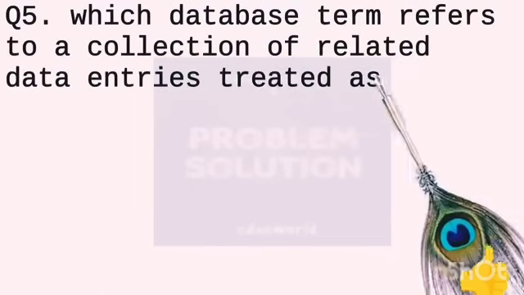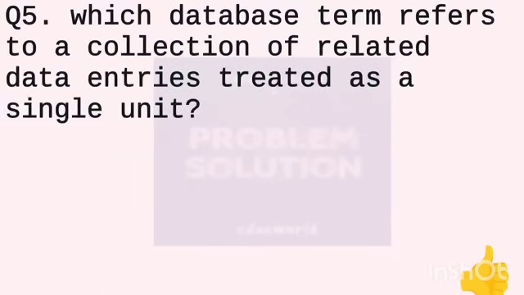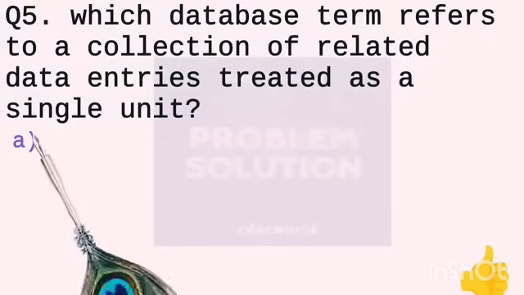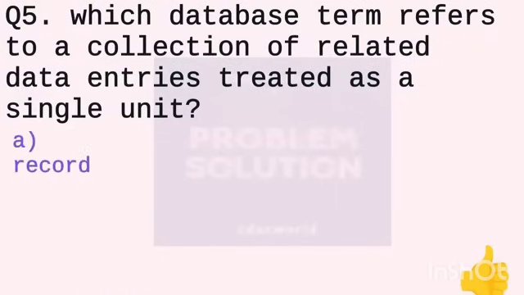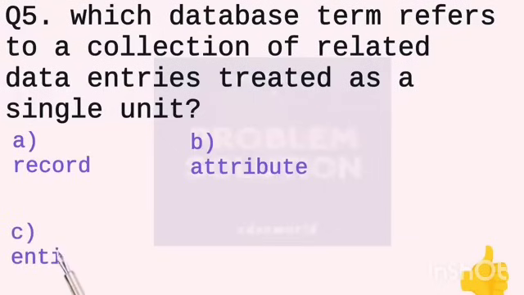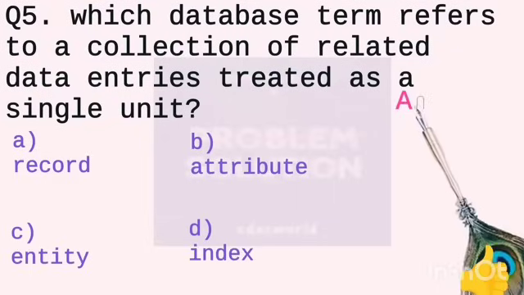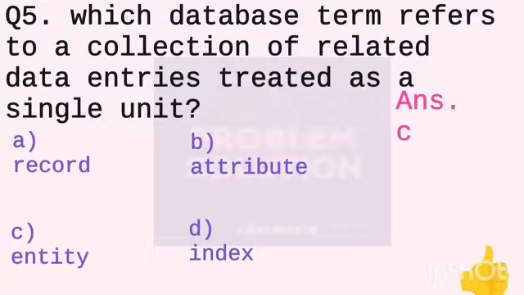Query number 5. Which database term refers to a collection of related data entries treated as a single unit? Option A, record. Option B, attribute. Option C, entity. And option D, index. And the answer is C, entity.